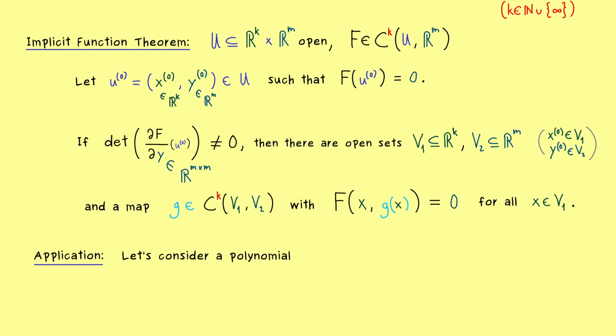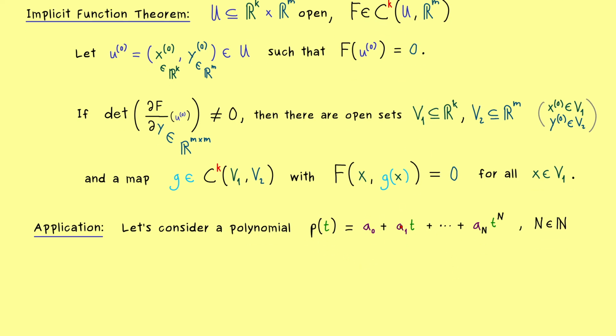In particular, we will just take a polynomial with a real variable t. This means we have a finite number of coefficients and we can call them a0, a1 and so on. And let's say the last one we have here is a_N with capital N. So the degree of the polynomial is given by capital N. And of course, a polynomial is always a C infinity function.